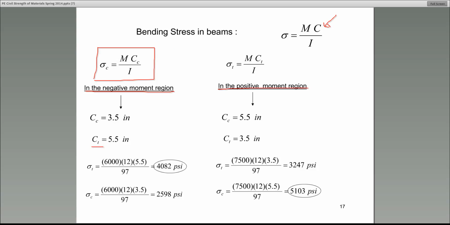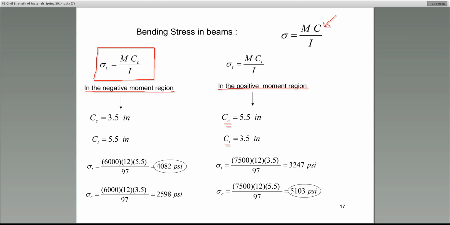Let's catalog this. C sub t is 5.5 in the negative moment region, and C sub c, the distance from the neutral axis to the outer fiber that is in compression, would be 3.5. Now, move over to the right column, the reverse happens, because that is in the positive moment region. Does everybody follow this? Okay. Now, at this point, we are ready to apply the equation. So let's apply the equation.